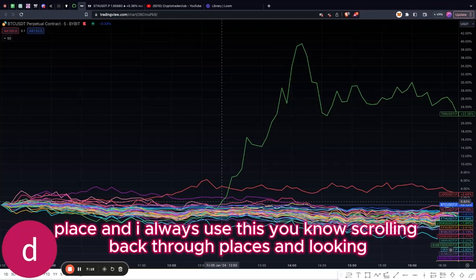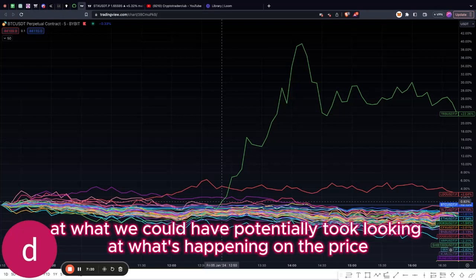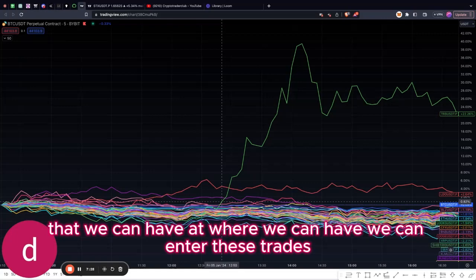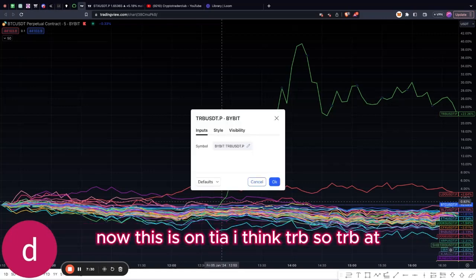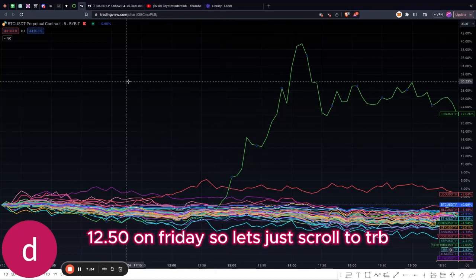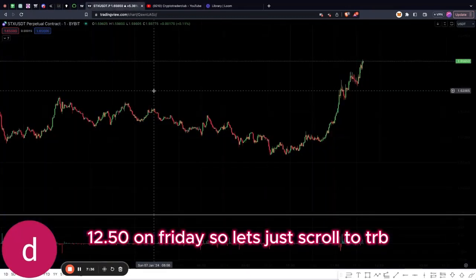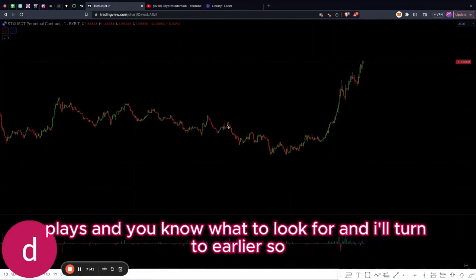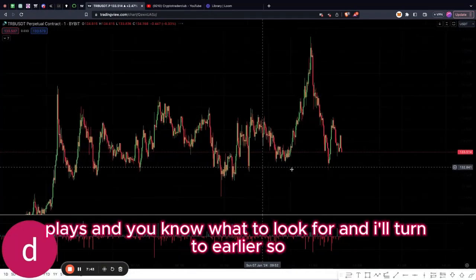And I always use this, scrolling back through plays and looking at what we could have potentially taken, looking at what's happening on the price action level, looking at what's happening on the volume level, all these different confluences that we can have at where we can enter these trades. Now, this is on TIA, I think, TRB. So TRB at 12.50 on Friday. So let's just scroll to TRB, and this will just get your eye in at looking for these plays and what to look for and how to enter earlier.